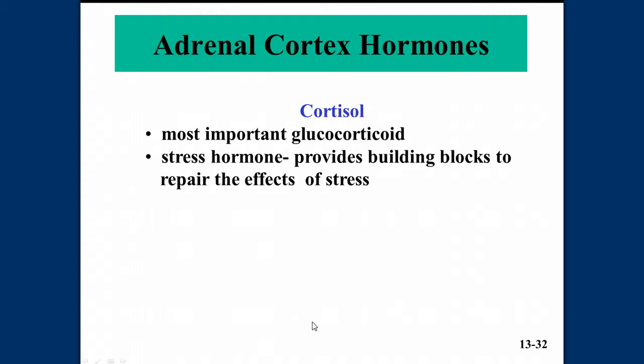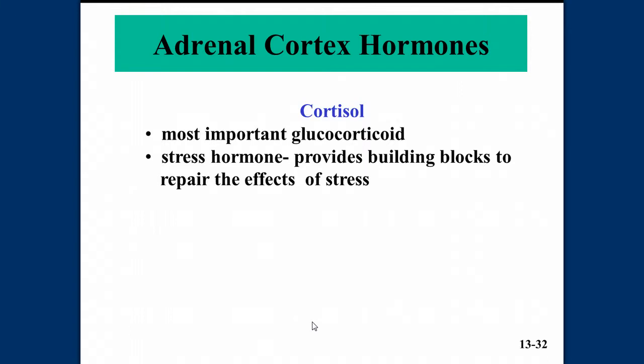Cortisol. It's the most important glucocorticoid. Glucose metabolism is regulated by cortisol. It is a stress hormone. It provides building blocks to repair the effects of stress. It increases blood glucose, but not usually from sugars. It usually gets this glucose from non-carbohydrates, like amino acids. Amino acids would come from what? Proteins. It also may get the glucose from fats.